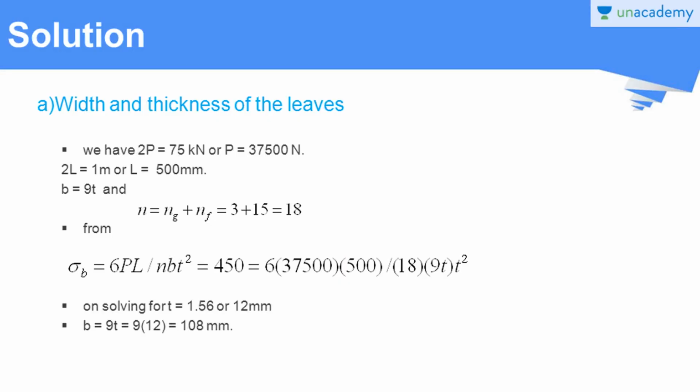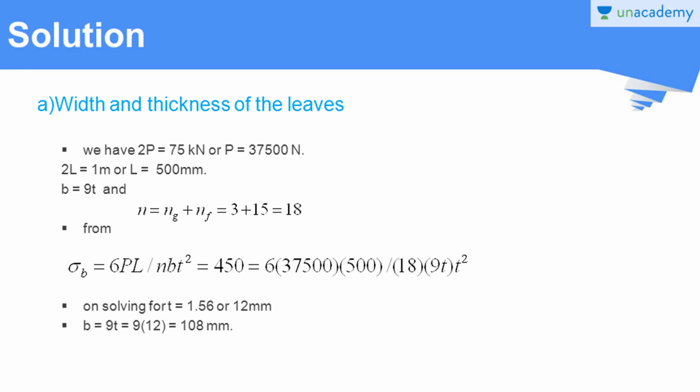So first, the width and the thickness of the leaves. To find the width and thickness of the leaves, we need the force, the distance, and also the relation between b and t. We have force 2P equals 75 kilonewtons, and P equals 37,500 newtons, right?